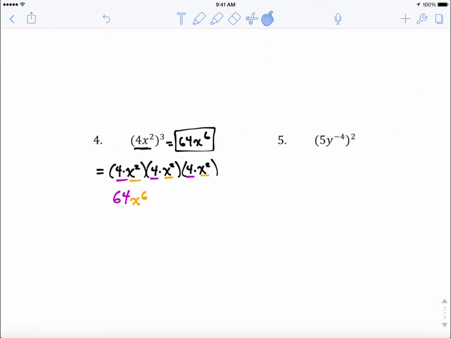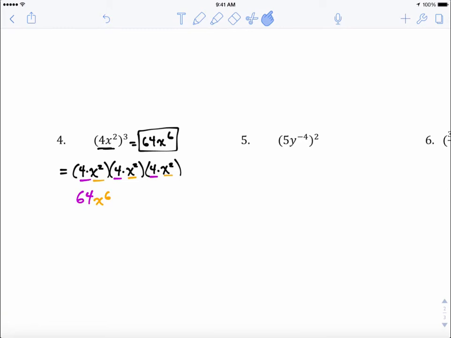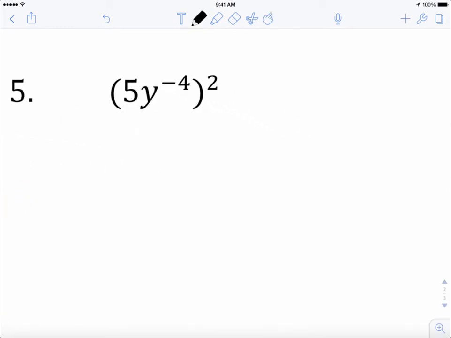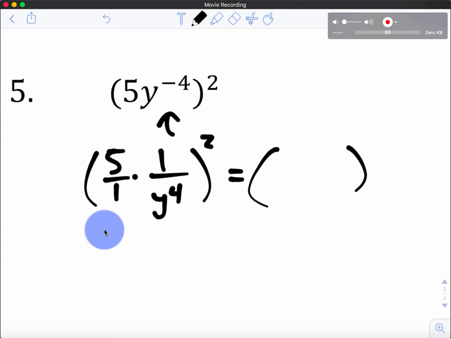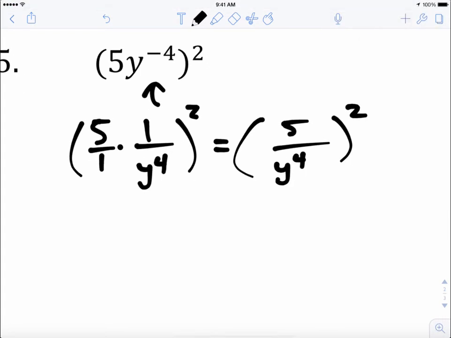All right, two more. Same as always, when I have any negative exponents, let's go ahead and rewrite these using positive exponents. So 5 times 1 over y to the 4th, all of that to the 2nd. I'm going to take this 5 and I'm going to write it as 5 over 1, which allows me to clean up what's inside these parentheses as 5 over y to the 4th, all of that to the 2nd, multiplying by itself, so we end up with 25 over y to the 8th.